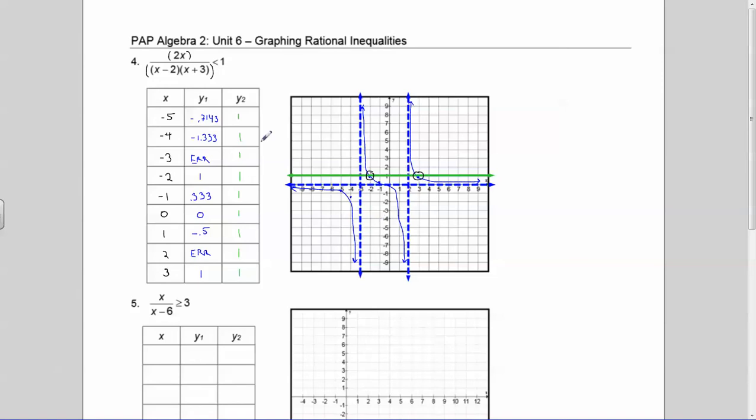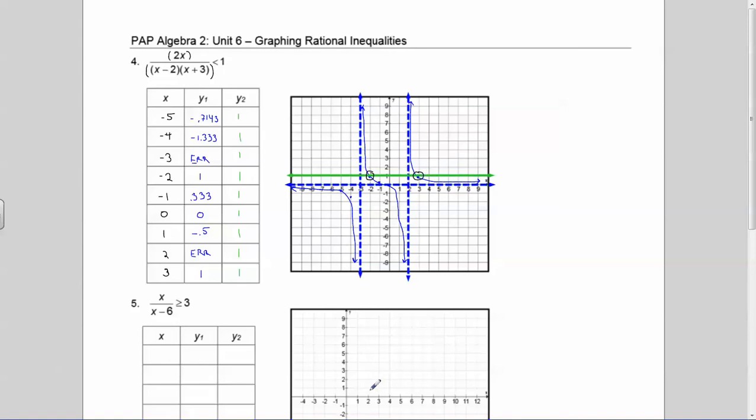So we want to figure out where the function on the left is less than the function on the right. The function on the left is blue, the function on the right is green. So the blue function is going to be less than the green when we are below this green line. We can see here on the left that occurs from negative infinity to negative 3. It occurs again from negative 2 to positive 2. And then again from 3 to infinity.